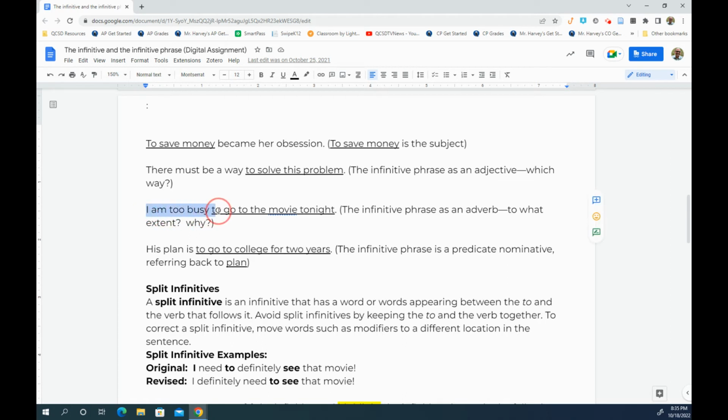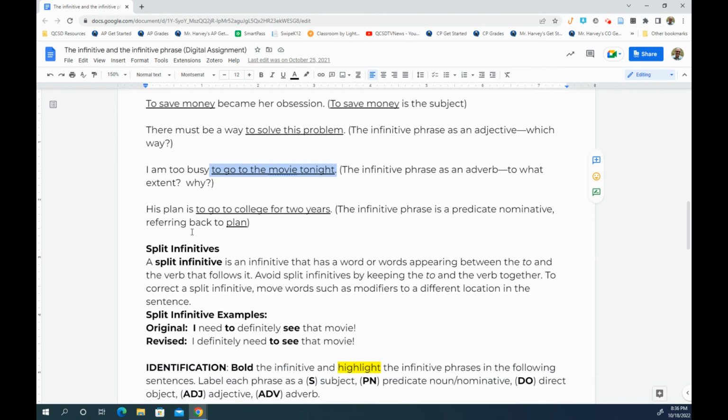So if I said, I am too busy to go to the movie tonight, notice we have a kind of prepositional phrase added on to an infinitive phrase to make that whole thing there. If I said, I am too busy, to what extent am I too busy? I'm too busy to go to the movies. That's how busy I am. So that would be an adverb. And then finally, we have an infinitive phrase functioning as a predicate nominative. His plan is to go to college for 2 years. Remember, predicate nominatives rename the subject of the sentence, which is a noun. So his plan and going to college for 2 years are one and the same, so it's a predicate nominative.